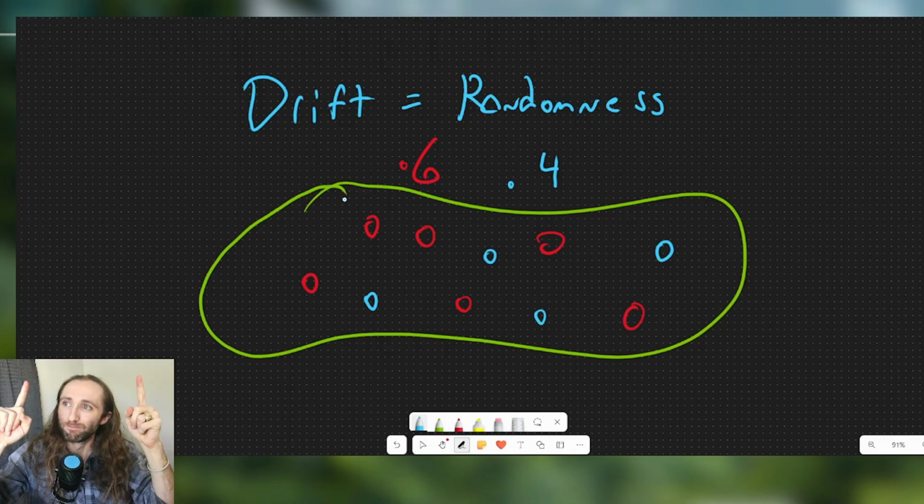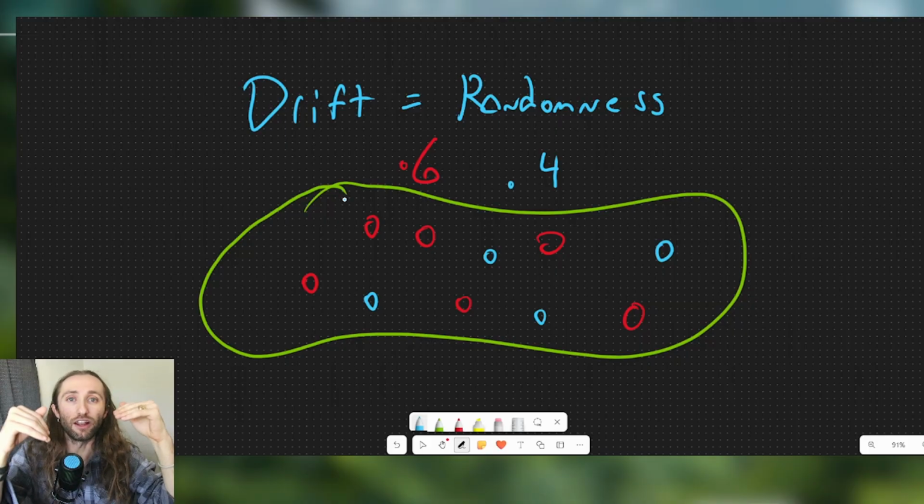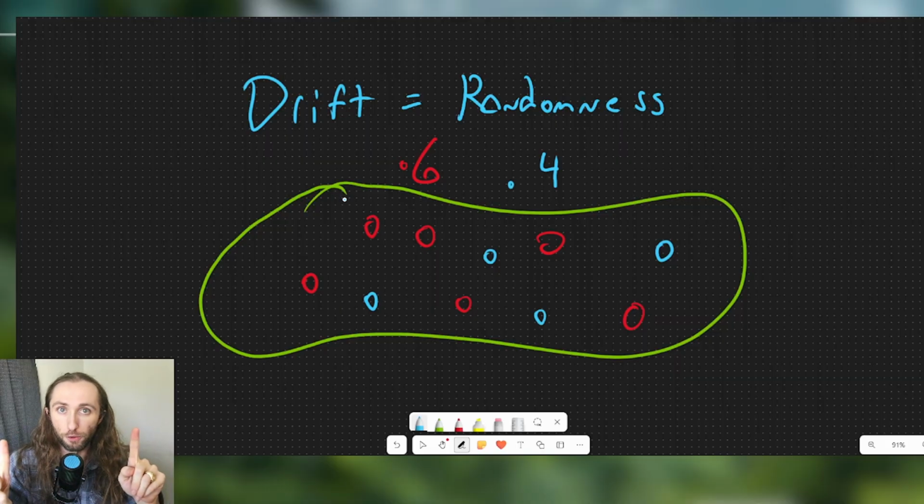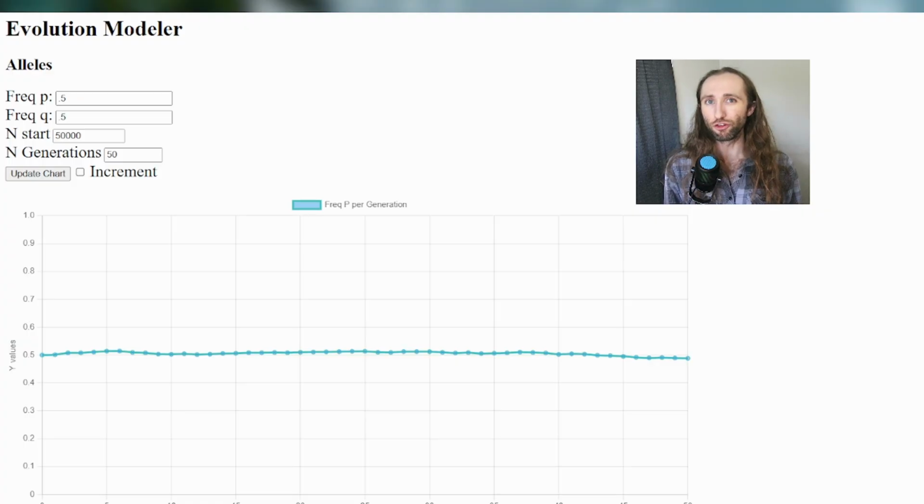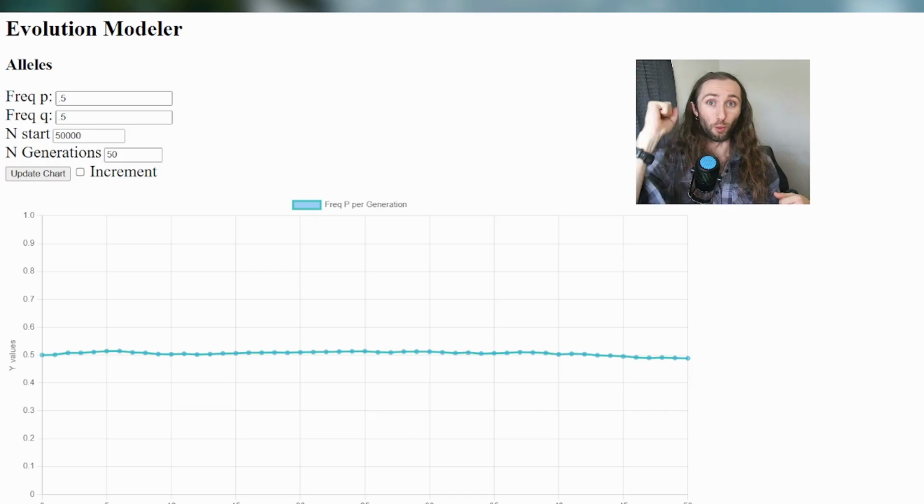But remember, probabilities are not guarantees. There will be natural fluctuations in these frequencies purely through random chance alone. So let's actually look at our evolution simulator to understand how drift operates. So right now we are starting with a population that has 2 alleles. One is P, one is Q, and they both have equal frequencies. So half the population is P, half the population is Q.